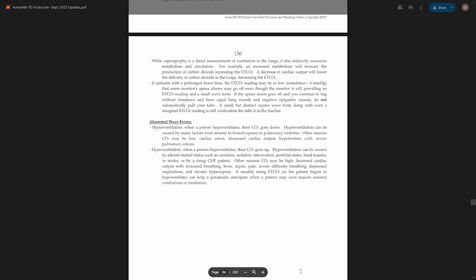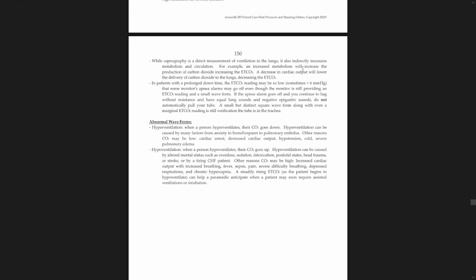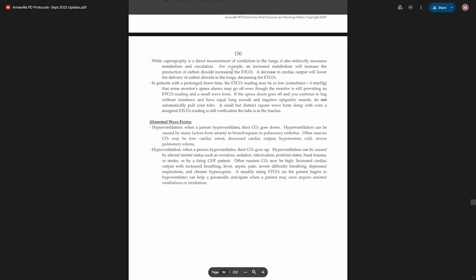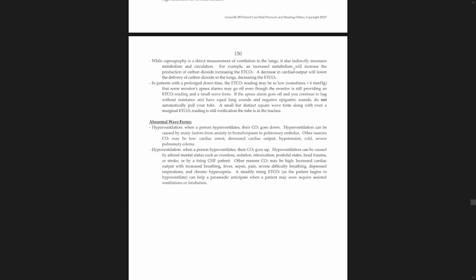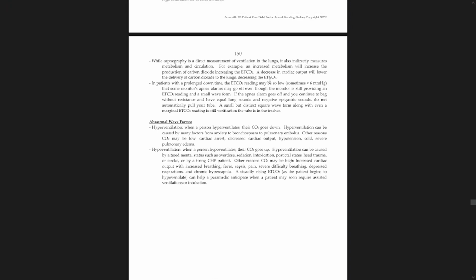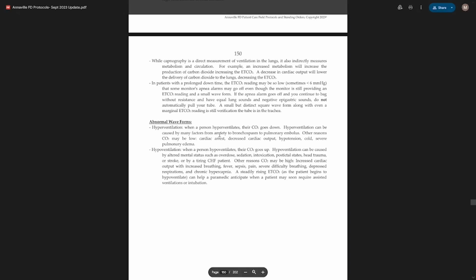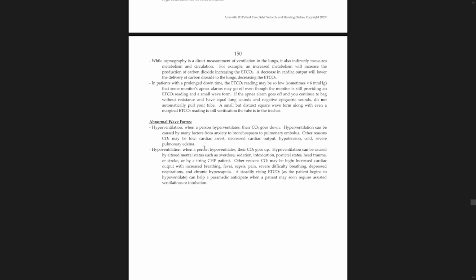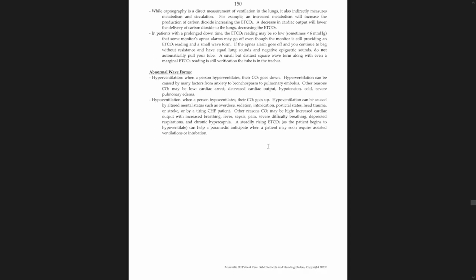While capnography is a direct measurement of ventilation in the lungs, it is also an indirect measurement of metabolism and circulation. For example, an increased metabolism will increase the production of carbon dioxide, increasing the ETCO2. A decrease in cardiac output will lower the delivery of carbon dioxide to the lungs, decreasing the ETCO2. Some abnormal waveforms: if you see hyperventilation, the CO2 goes down. If you see hypoventilation, the CO2 goes up.